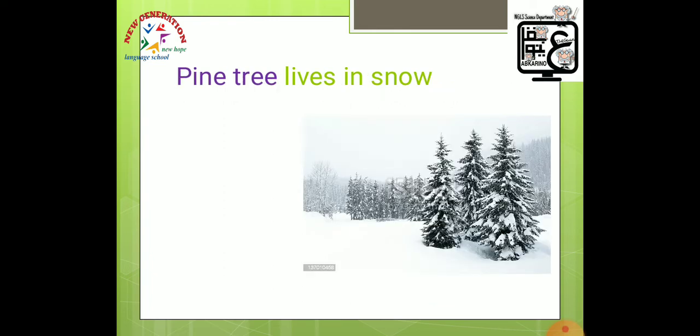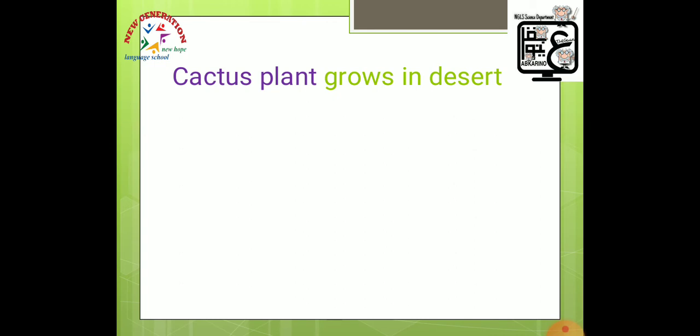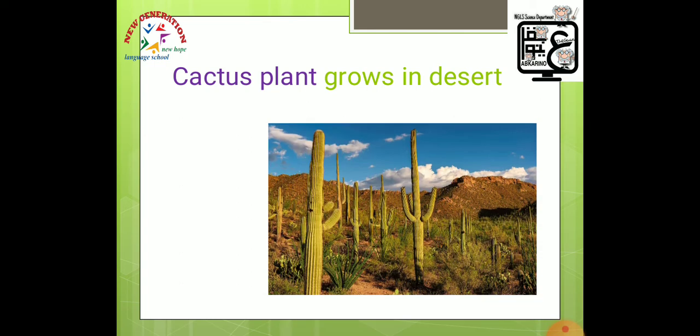Look at this picture. This is a pine tree. Pine tree, as you see in this picture, lives in snow. Cactus. Cactus plant grows in desert. Super.